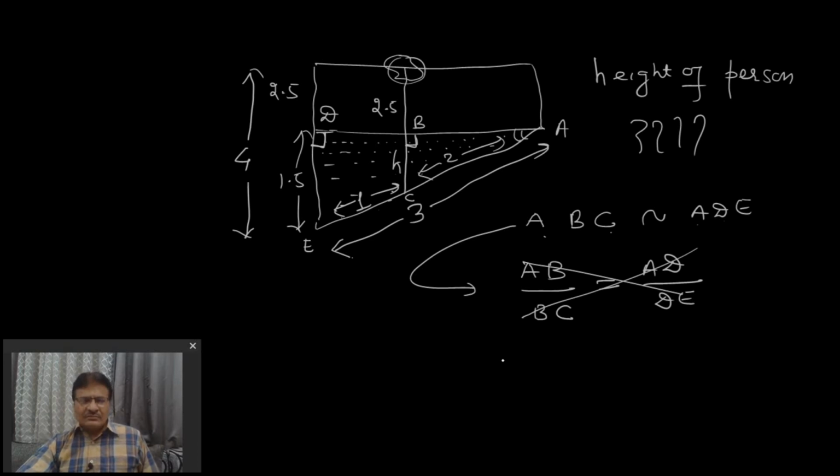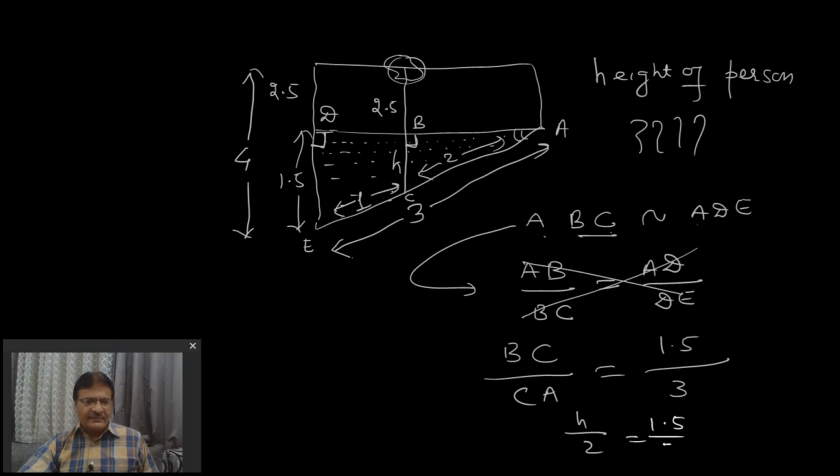Now, can I say BC divided by CA? Means in this small triangle I am taking the perpendicular and hypotenuse. This should be equal to the ratio of the perpendicular and hypotenuse in the bigger triangle. So 1.5 divided by 3. So what is BC? That is h, divided by CA, that is 2. h upon 2 equals 1.5 divided by 3. So 1.5 twos are 3. Cross multiplying, 2h equals 2. So h equals 1.